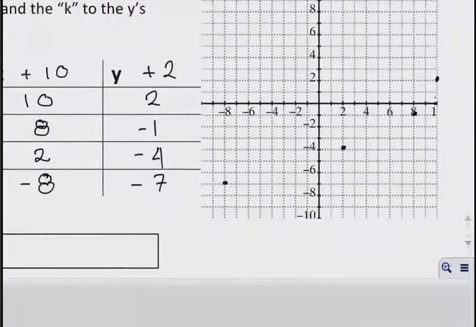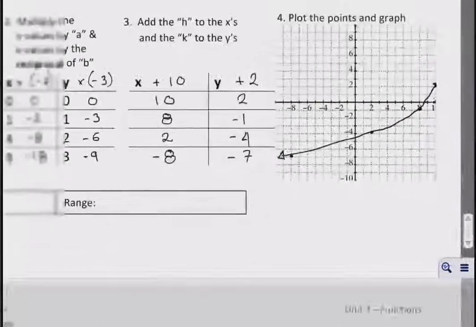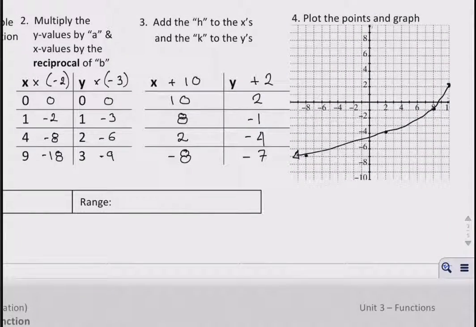Those are my points. Carefully, I connect them with a smooth line. That's the best I can do for now. Hopefully you have a steadier hand than me. And there we go. So there is our square root function.